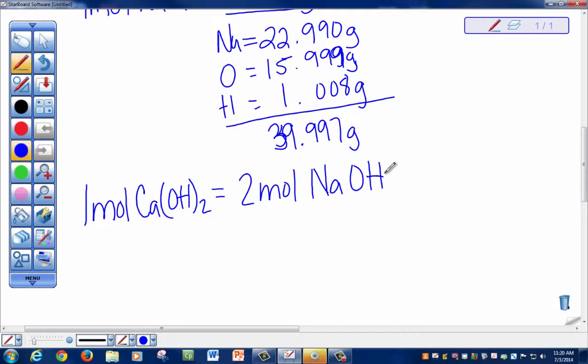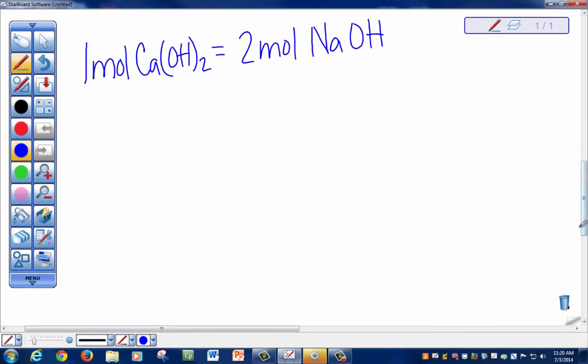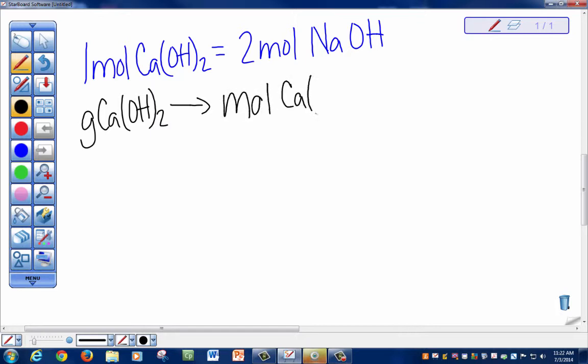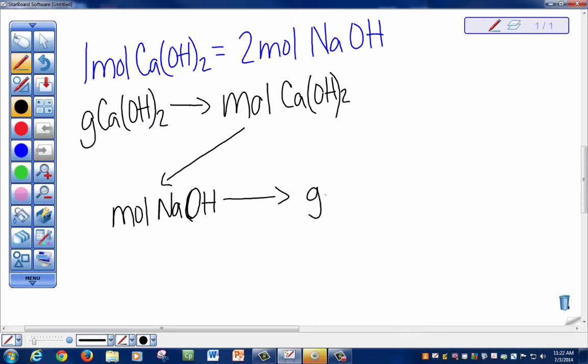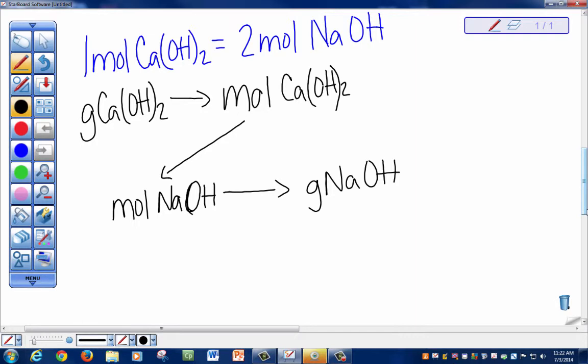So step 3, we need to set up the conversion. You don't really need to do this part, but I find it helpful if you draw a little roadmap. Grams of calcium hydroxide. From here, we need to go to moles of calcium hydroxide. Then from here, we're able to convert to moles of sodium hydroxide. Then last but not least, we're able to get to grams of sodium hydroxide. As I said before, you don't need to draw out this little roadmap, but it does help you have an idea which conversion factors go where.